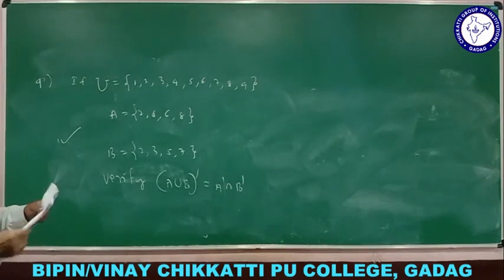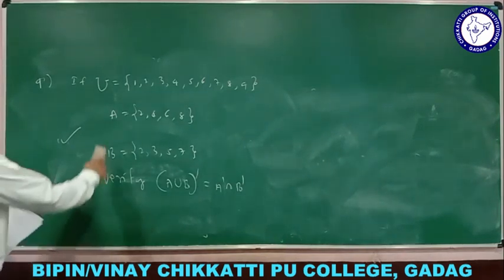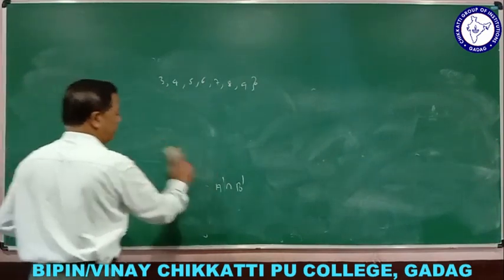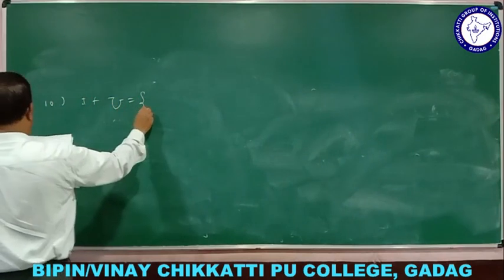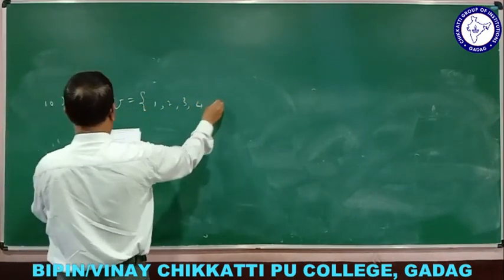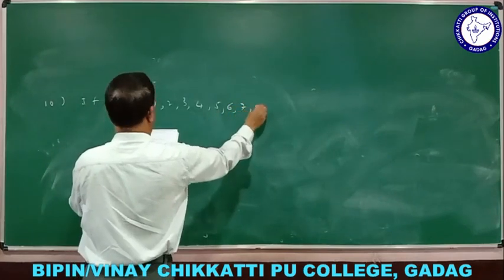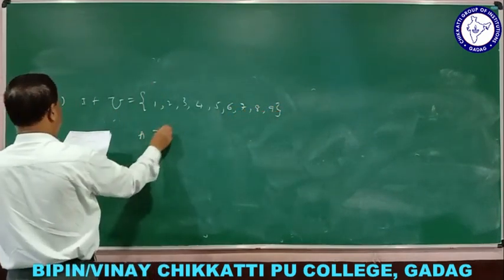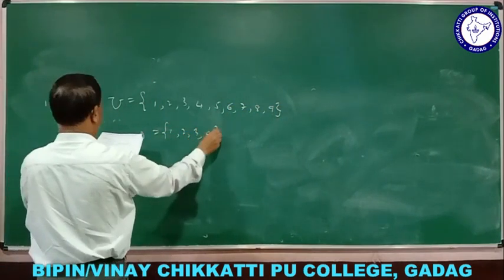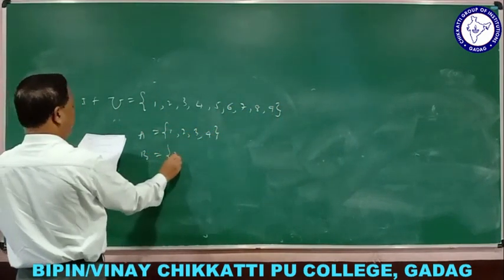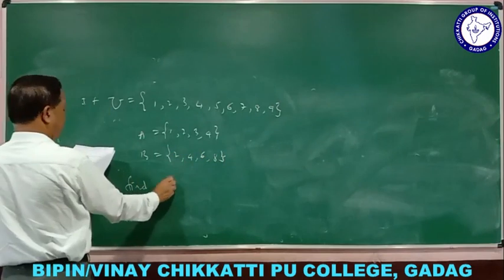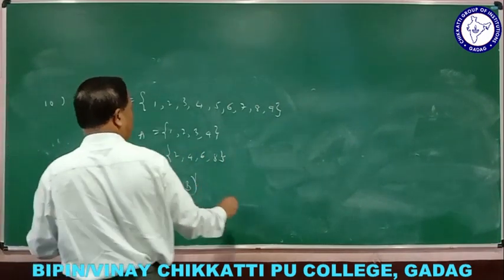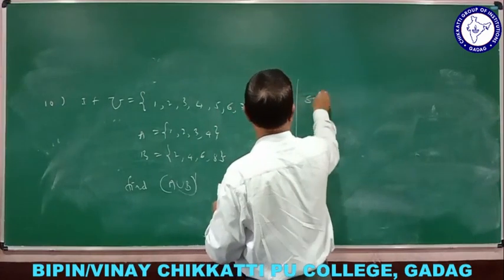So the next question I'm going to write, number 10, and you see how it is taken here. What is the question? If the universal set is 1, 2, 3, 4, 5, 6, 7, 8, 9, and A is 1, 2, 3, 4, and B is 2, 4, 6, 8, find A union B complement. So it is also part of De Morgan's theorem, so let us see what happens here.